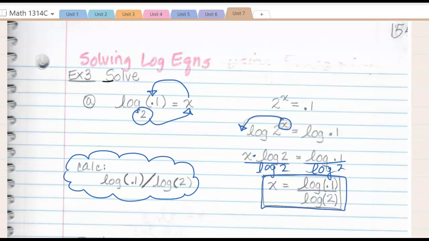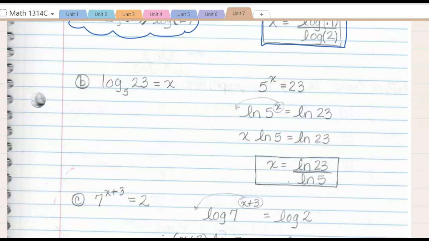Remember, we could have also used a natural log. Let's try another example. If we have the log of base 5 of 23 and we want to evaluate that expression, set it equal to x. We're going to change this into an exponential form. So I'm going to have the base of 5, I'm going to have an exponent of x, and it's going to equal 23. And that's what we see here.